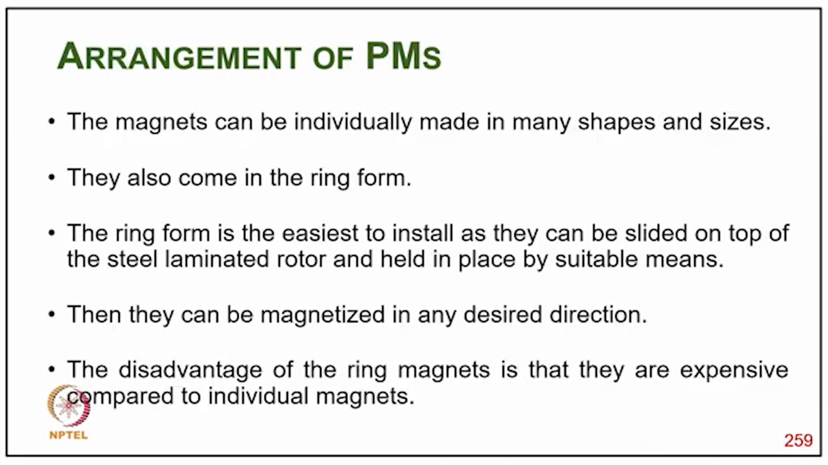The magnets can be individually made in many shapes and sizes. They also come in ring form. The ring form is the easiest to install, as they can be slid on top of the steel laminated rotor and held in place by suitable means. Then they can be magnetized in any desired direction. The disadvantage of ring magnets is that they are expensive compared to individual magnets.